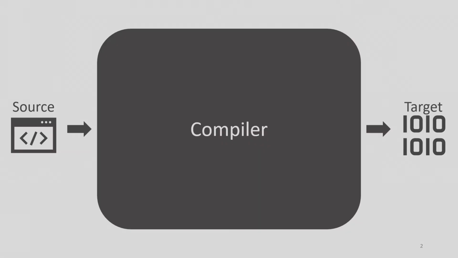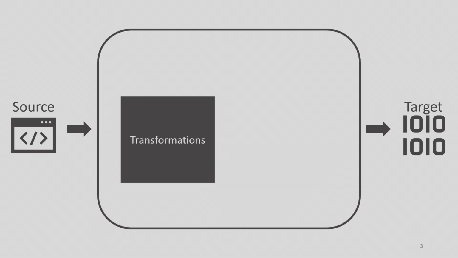So the simple task that a compiler has to solve is to just translate some kind of program from some kind of source language into some target. And this typically is assembly code, but it can be any number of things. And what we also want from a compiler is to optimize this piece of code or this program. And the way it does this is by applying a series of transformations, either to individual parts of the program or to the whole program itself.